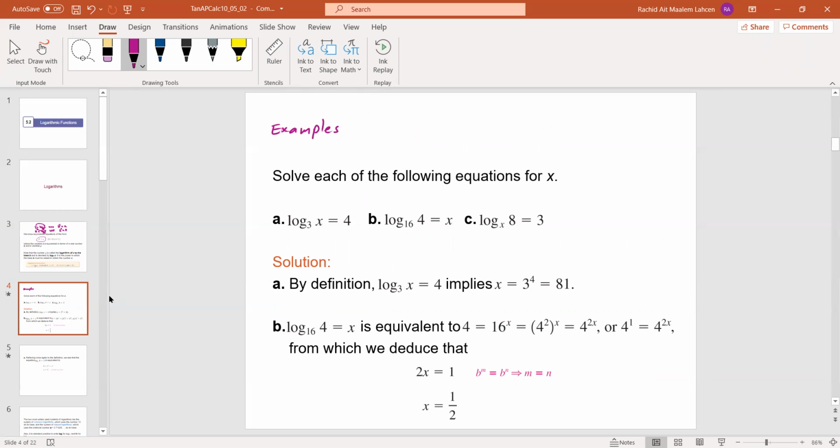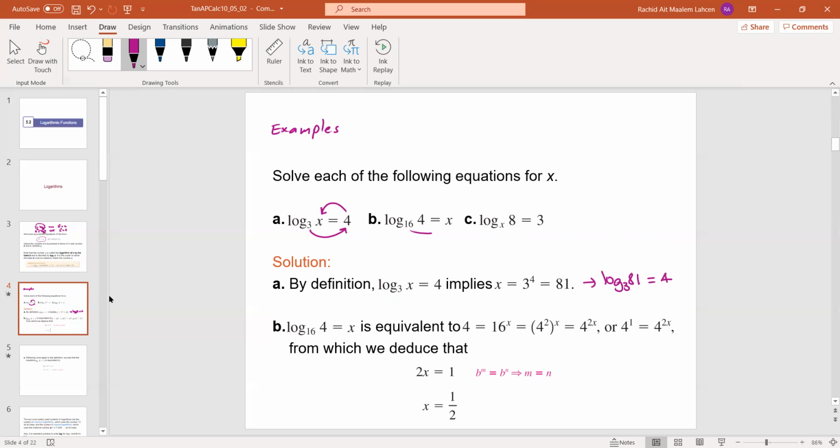So solve each of these. This is given in the form of a logarithmic equation. So solve this equation. What is x such that 3 power 4 equals x? 3 power 4 equals x, that's 81. So that means that log base 3 of 81 is 4.